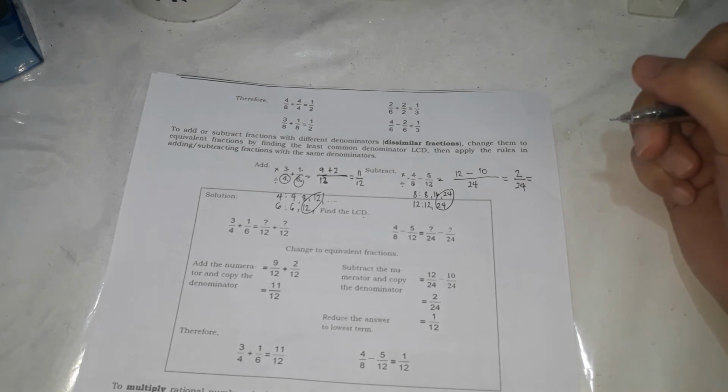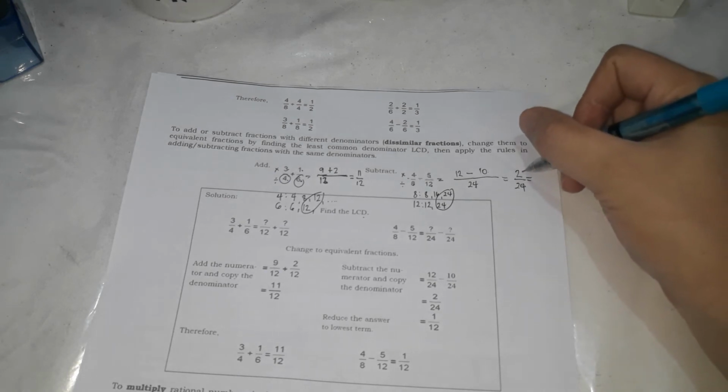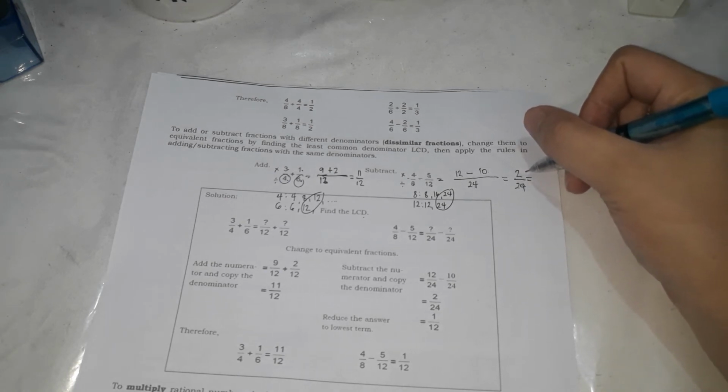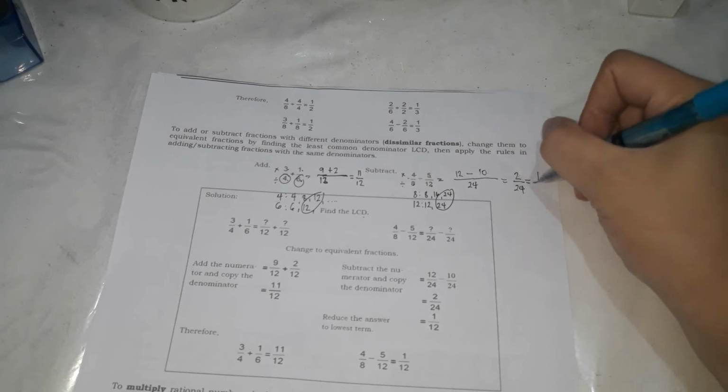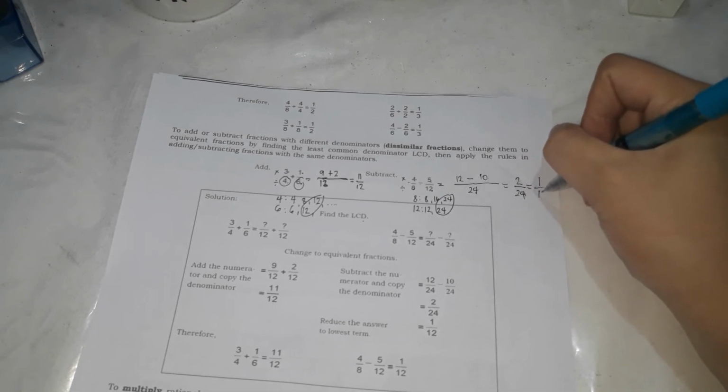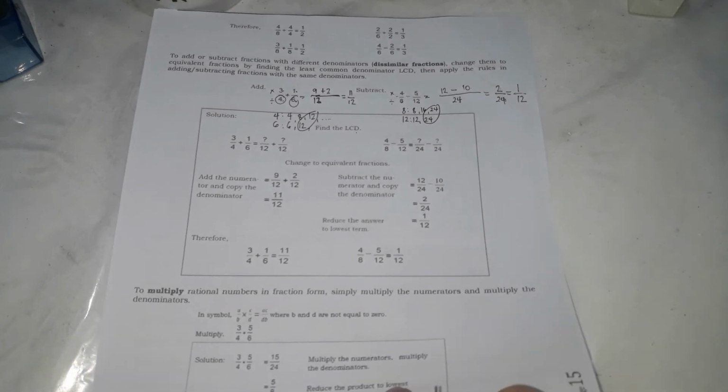Is there a GCF? Can you simplify it further? Yes, because you can divide both by 2. 2 divided by 2 is 1. 24 divided by 2 is 12. So that's how you add and subtract fractions. Again, what you do is get the LCD when the denominators are not the same.